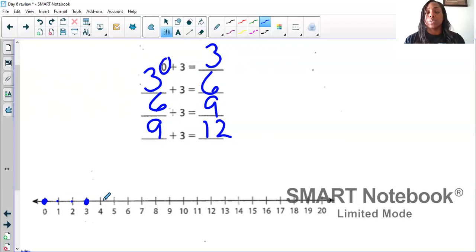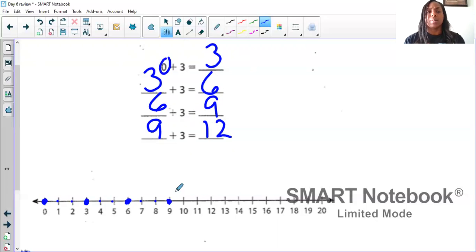So do we start counting at the 3? Nope. We start counting at the 4. 1, 2, 3. And I'm landing on the 6. And then I put my nice dot right there. I start counting at the 7. You're right. I start counting at the 7. Okay. 1, 2, 3. All right.